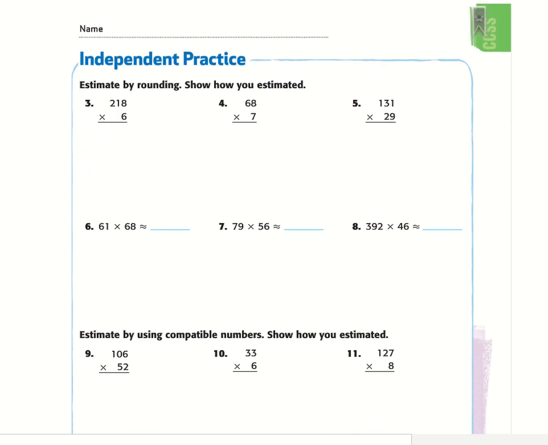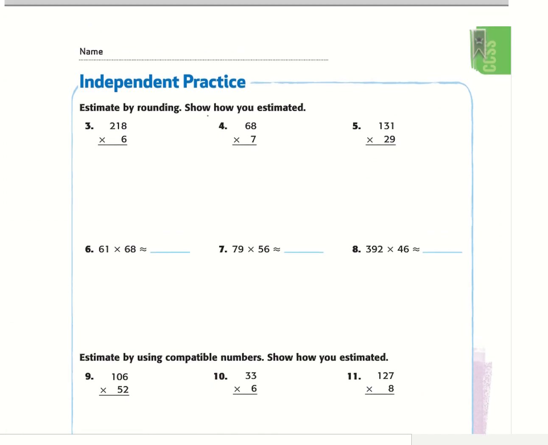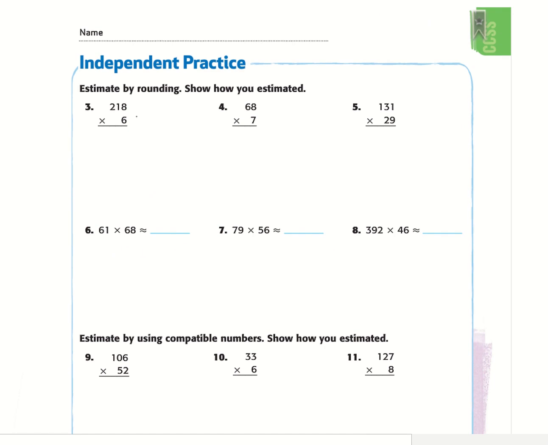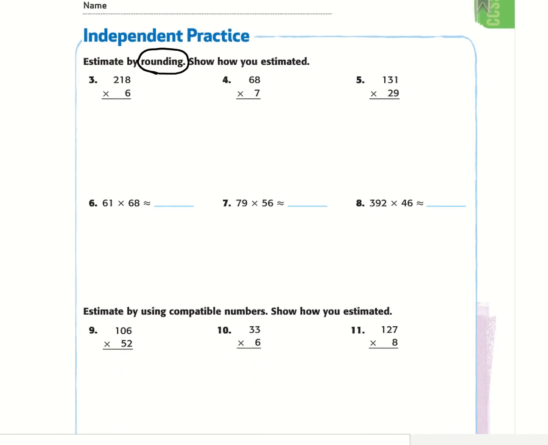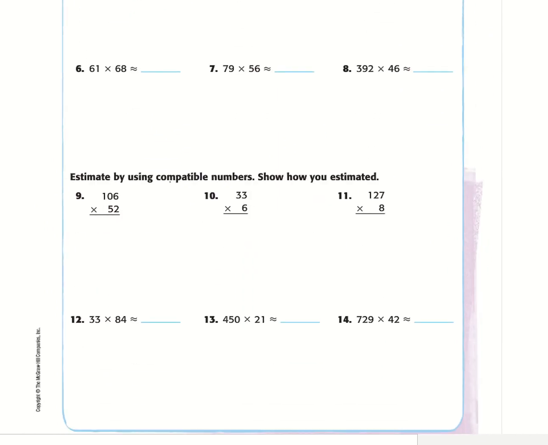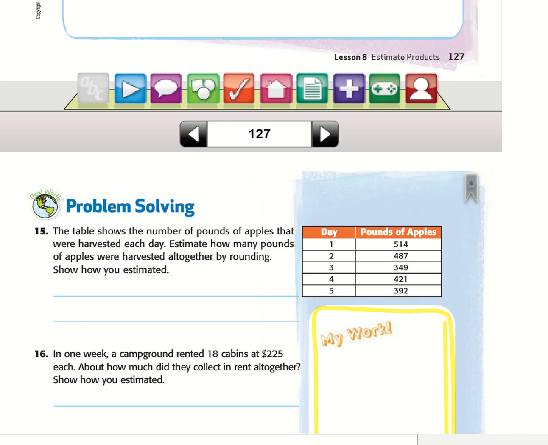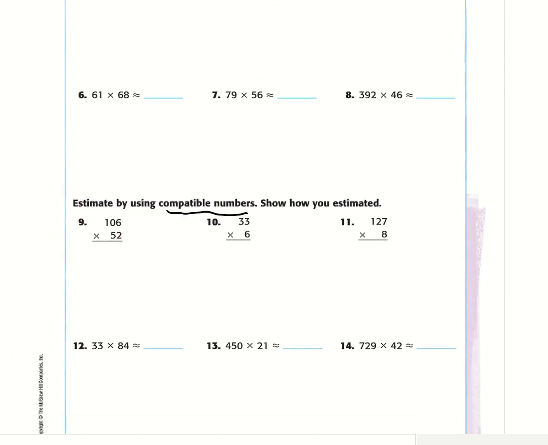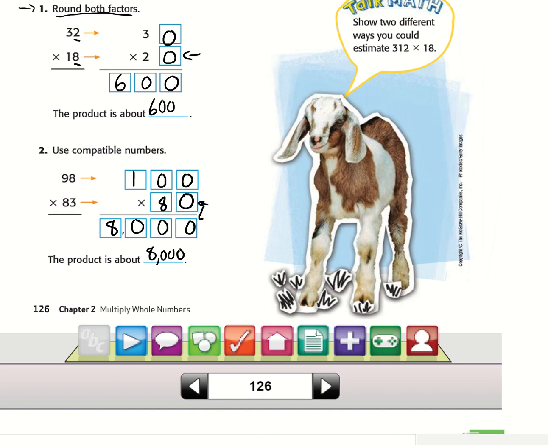So let's take a quick look at the instructions. The first one is estimate by rounding, show how you estimated. So make sure we pay close attention to it by rounding. The next one is estimate by using compatible numbers, show how you estimated. And then the rest are word problems. So for numbers 3 through 8, make sure we're rounding, and for numbers 9 through 14, make sure we're using compatible numbers. And that's the end of the notes, so thank you for watching.